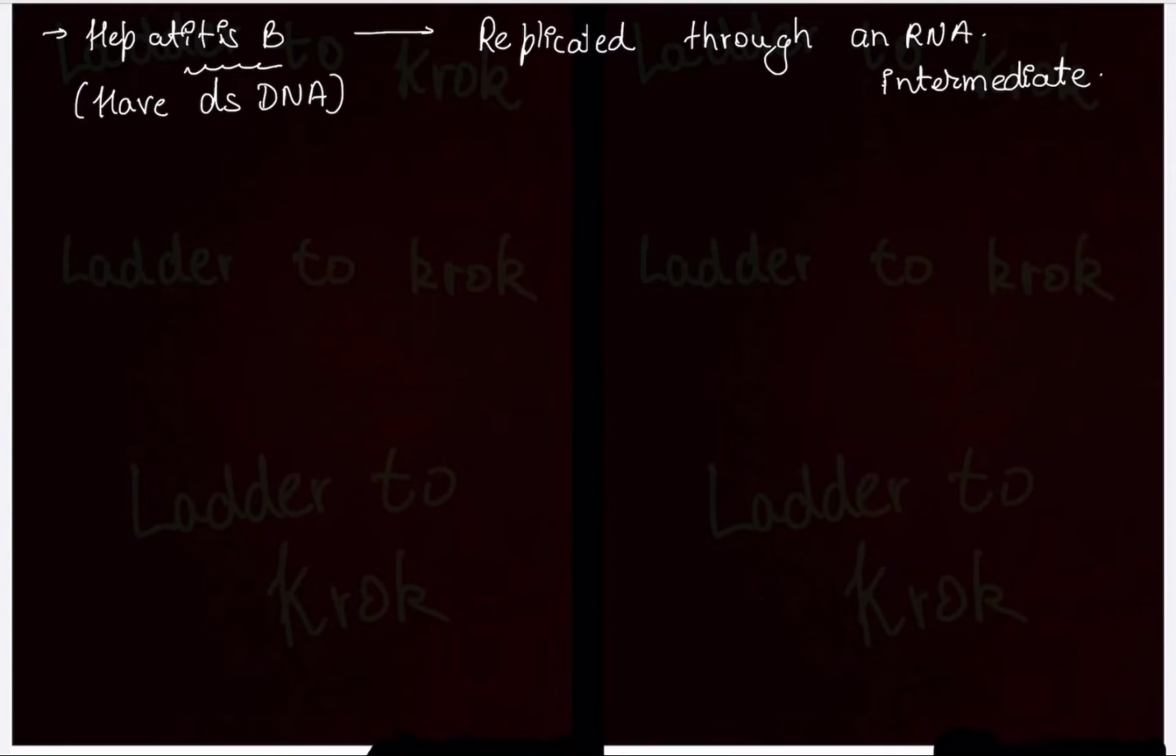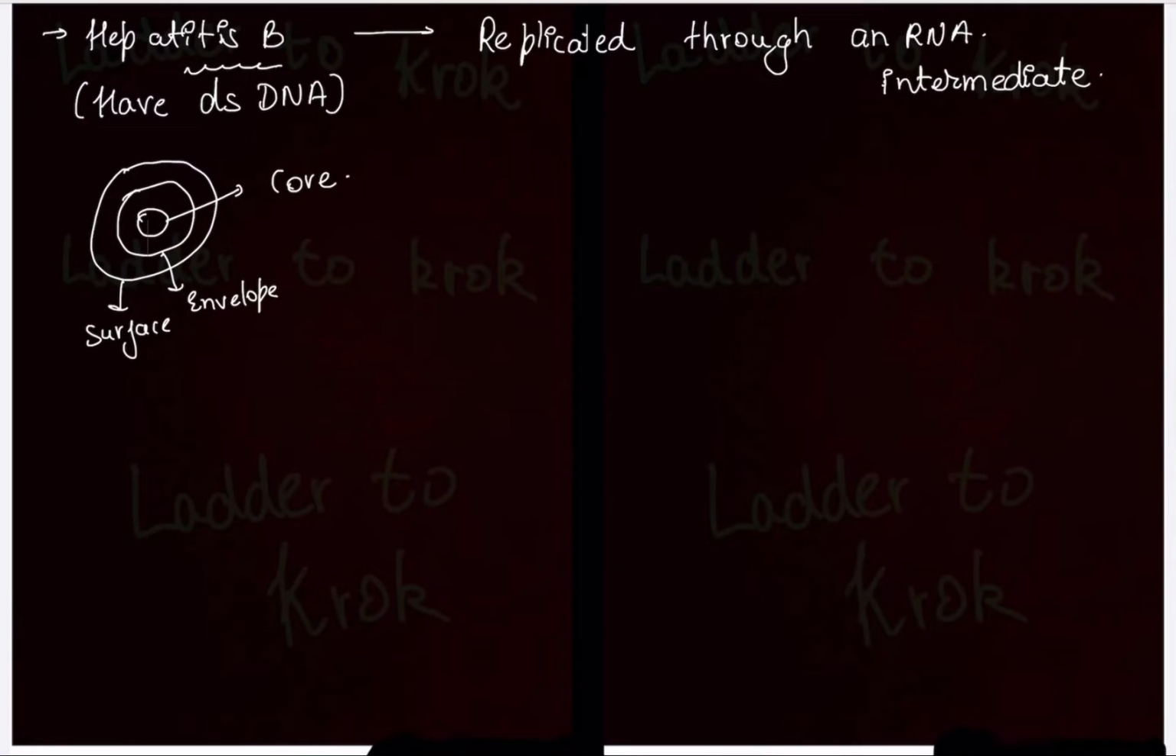Usually hepatitis B works with hepatitis D. B and D work together, but I will tell you at the time of hepatitis D. Hepatitis B is very important, because it has double-stranded DNA, and it is most common in patients. Let me tell you how it looks. It has a structure something like this. The outer one is the surface, the one inside is the envelope, and the innermost is the core of hepatitis B.